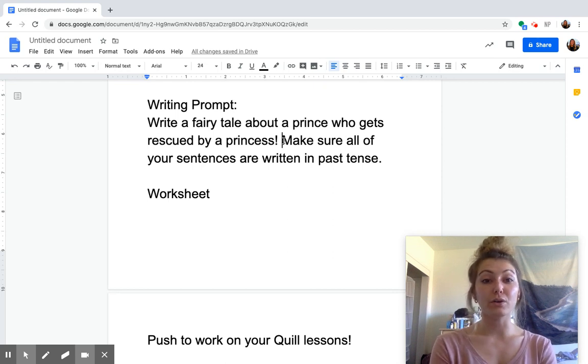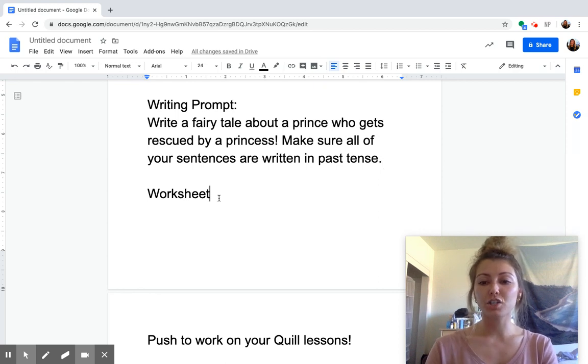Now, we know that when we tell fairy tales, they happened once upon a time, which is a long time ago. So I want you to make sure as you're writing this fairy tale that all of your sentences are written in past tense. This will give you a lot of practice with past tense verbs. Yesterday, if you did your worksheets, you saw that our worksheets were all about past tense verbs because we use them a lot. We use them more than we realize.